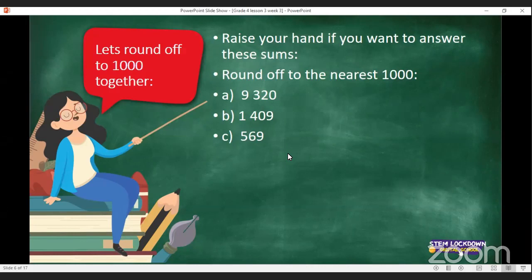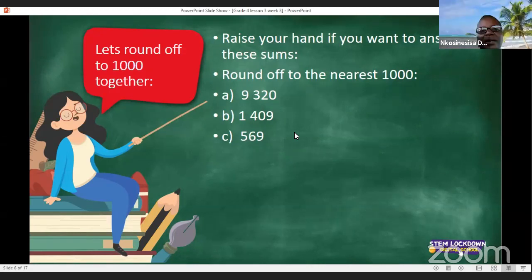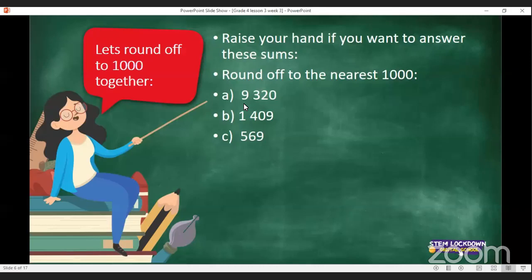It's 9,000. Okay, but how do we get 9,000? Tell us about the rounding coaster. How do we get to 9,000? Because 3 is small. Okay, and because 3 is small, and 9 is bigger.